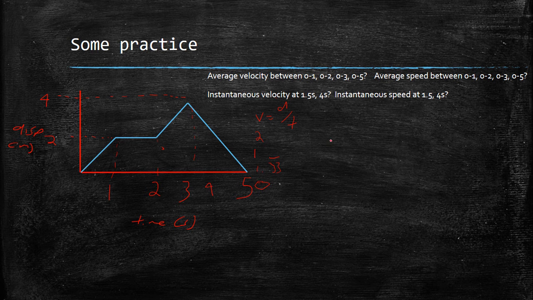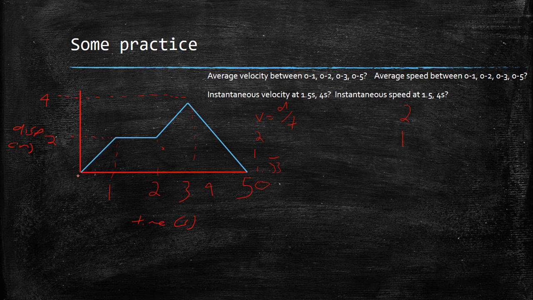Alright, next one. Average speed between those time intervals. The only difference here is that instead of displacement over time, it's distance over time. So between 0 and 1, the displacement is 2, the distance is also 2. So the answer will be 2 over 1, which is 2. 0 to 2, if we look at the graph, between 2 seconds, it travels a total distance of 2, then it stops moving, so it's 2 over 2, which is also 1.